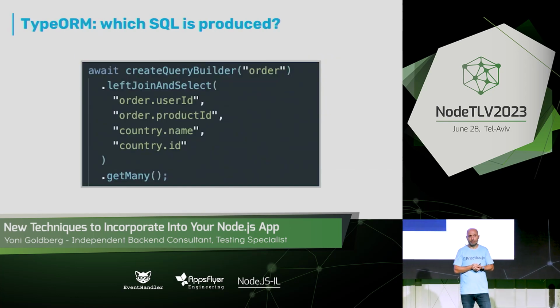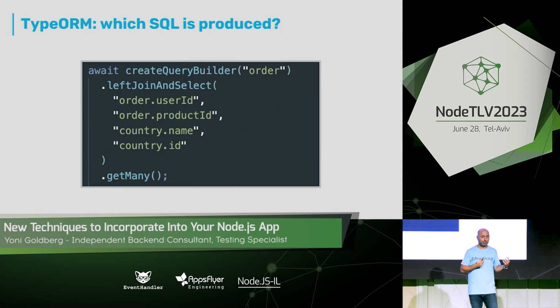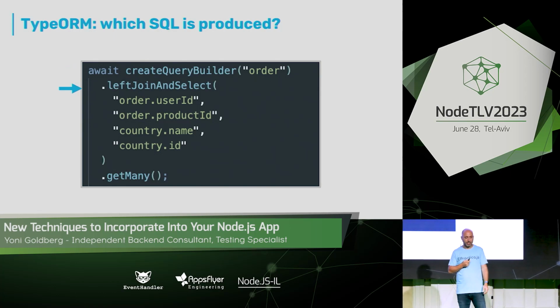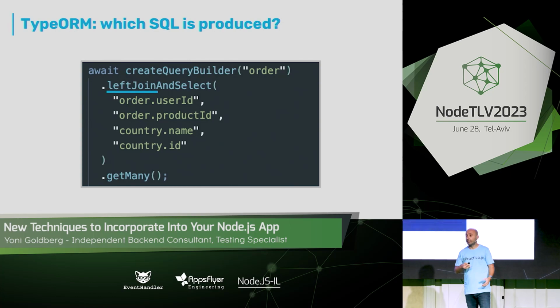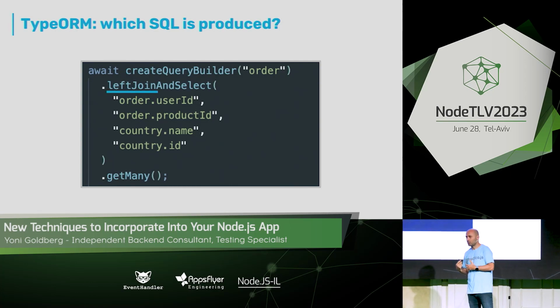With TypeORM, there are multiple syntaxes, but you can go with a query-builder-like syntax and have something that looks very similar to SQL. See here, same query, but here I can specify exactly that it is a left join, very close to SQL, much less abstract than Prisma.